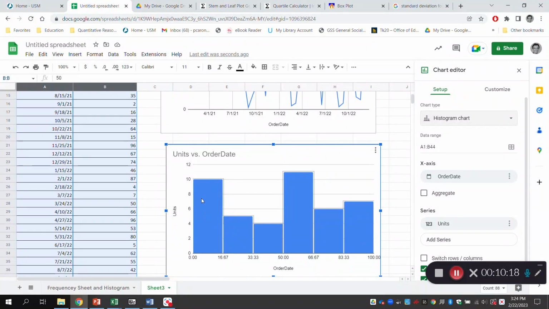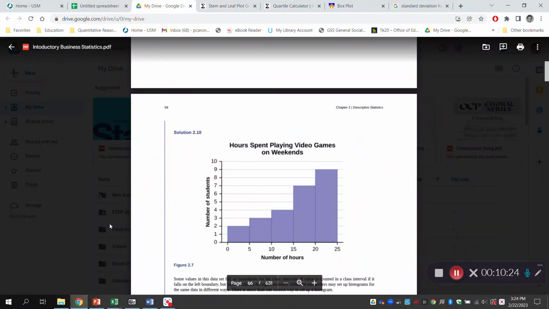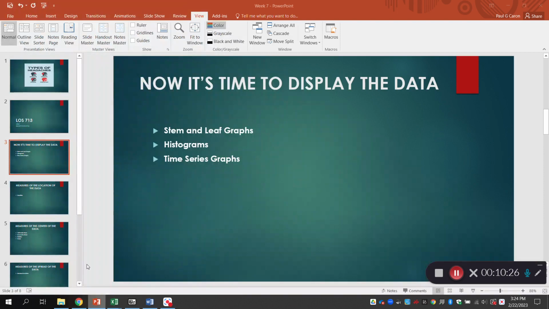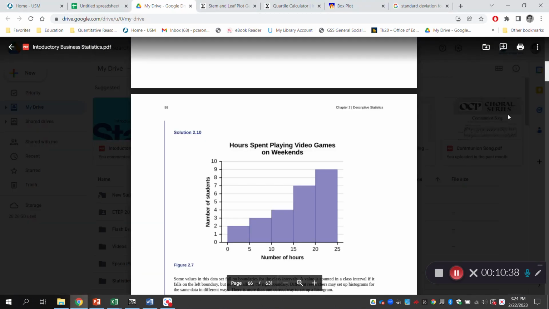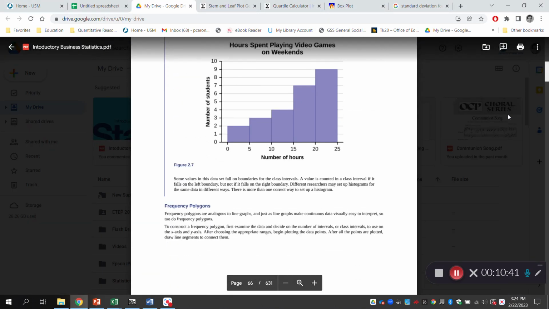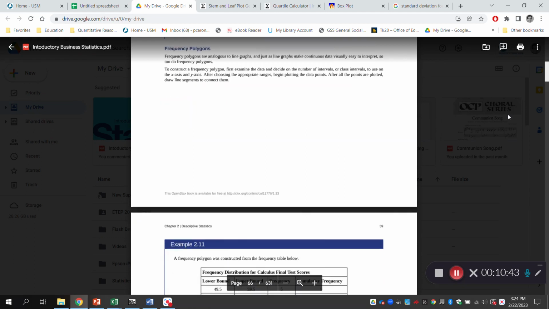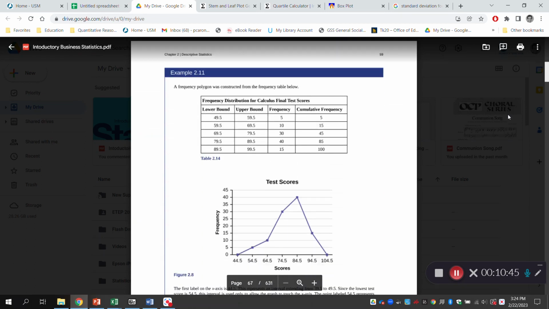And that's what we're trying to do. So there's a time chart here and a histogram there, and we have the stem and leaf plot. And that is what we're looking at in this section here on time to display your data. Then we have the measures of the location of the data, quartiles. So quartiles are exactly what you would expect, and it's another way to show the spread of your data, and it's leading to something else.